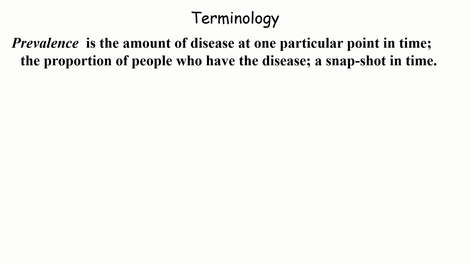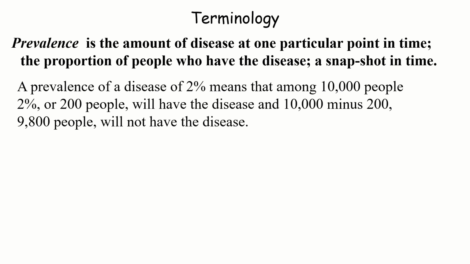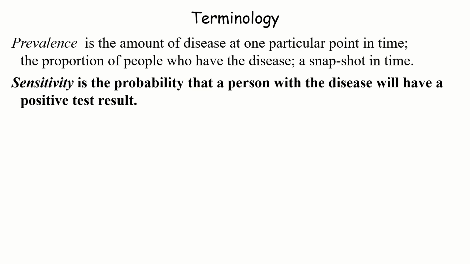Prevalence is the amount of disease at one particular point in time, the proportion of people who have the disease, a snapshot in time. Thus, the prevalence of a disease is a measure of how many people among a population have a disease at a specific point in time and how many people do not have the disease. For example, a prevalence of a disease of 2% means that among 10,000 people, 2% or 200 people will have the disease, and 10,000 minus 200, the remaining 9,800 people, will not have the disease.